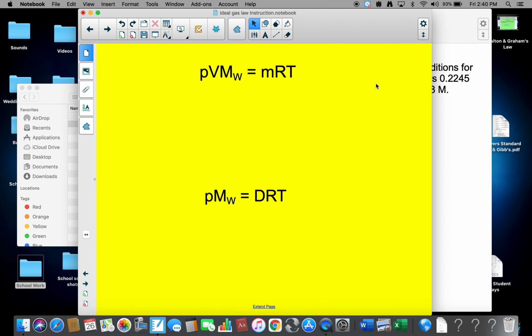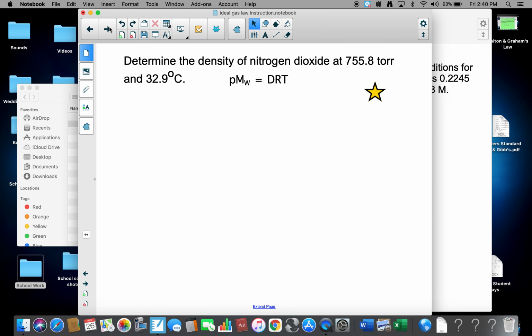All right, we can also take that equation and change it to a third equation, and we can do that when we know the density is equal to m over V. So we move volume to the side, divide m over V, and get density, and we get pressure times molecular weight is equal to density times R times T. All right, so determine the density of nitrogen dioxide at 755.8 torr and 31.2 degrees Celsius, and we're using our equation PMW is equal to DRT. All right, we'll do that one in class as well.